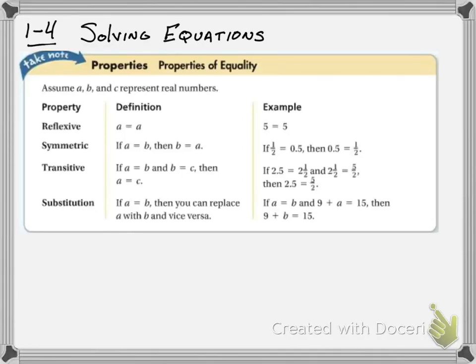1-4 solving equations. There are some properties of equality here, and they kind of look familiar to some things we've already talked about. Reflexive property, A equals A, which is the same thing. We talked about that last in geometry too. Symmetric, if A equals B, then B equals A. Transitive, if you have two things equal to the same thing, those two things are equal. So if A equals B and B equals C, then A's got to equal C. And your substitution is A equals B, then you can replace A with B and vice versa.